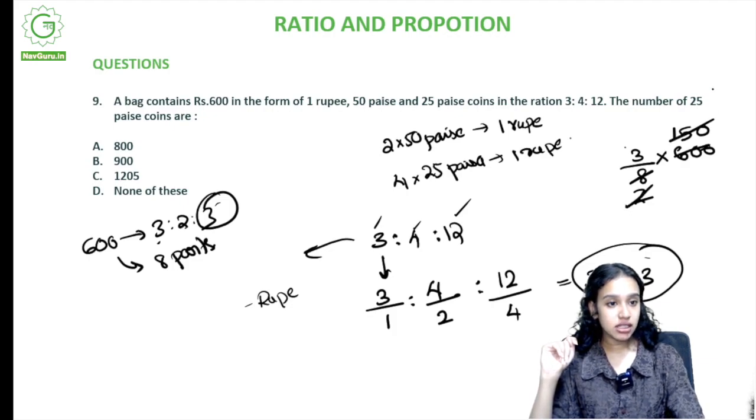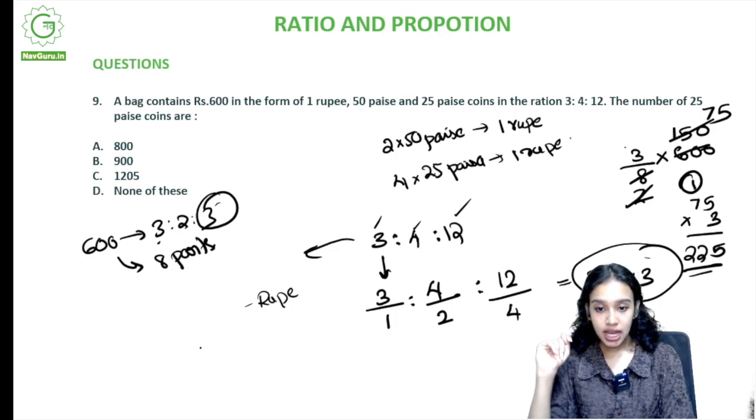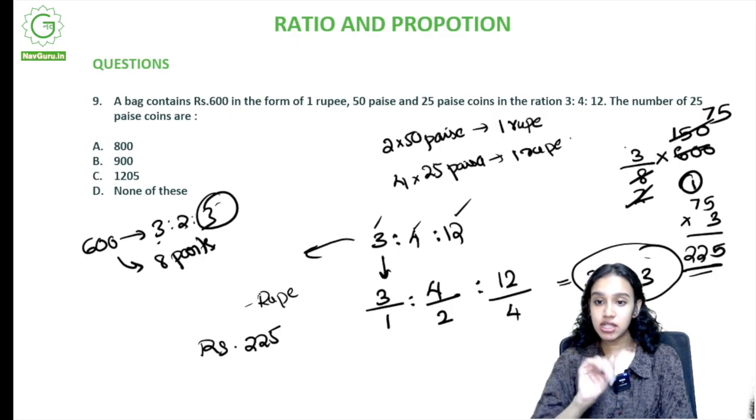Again we are cancelling this. We get 7 2s are 14, 100, 75 into 3. Now 75 into 3 is 5 3s are 15, 7 3s are 21 and 2, 225. So we have rupees 225 as 25 paise coins.